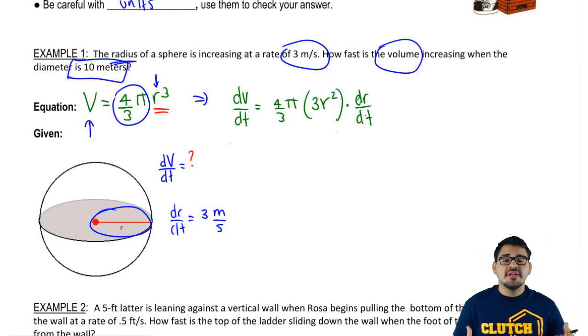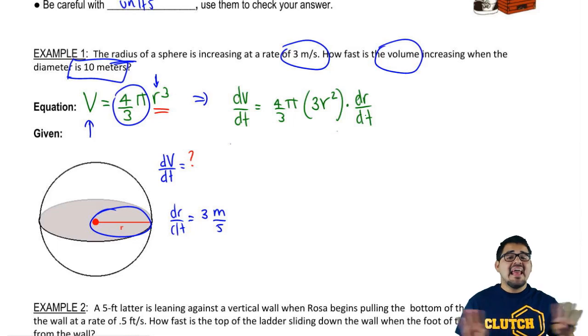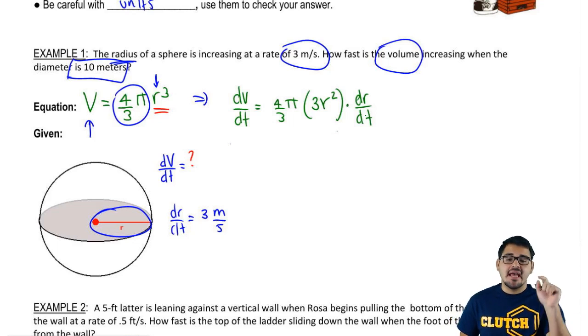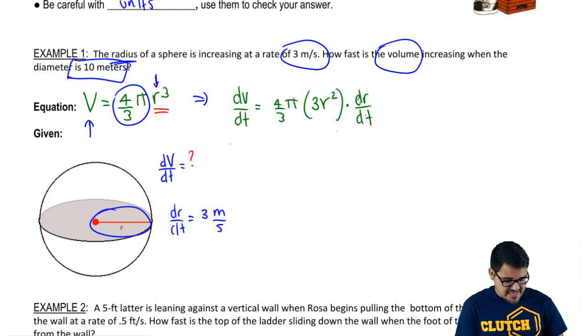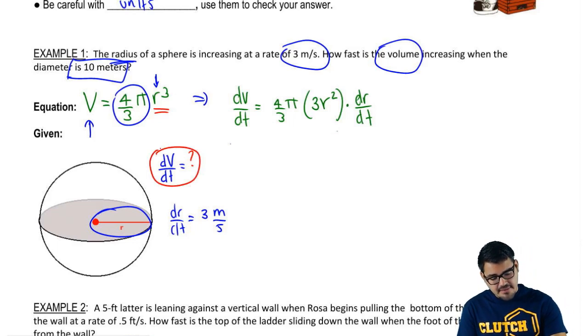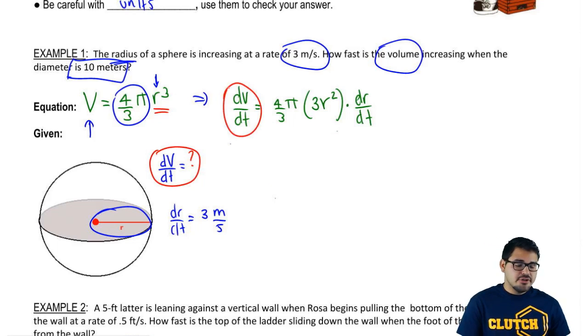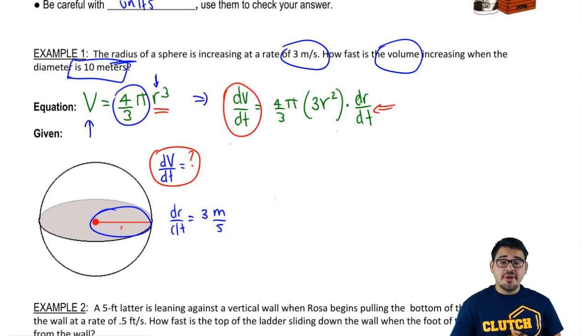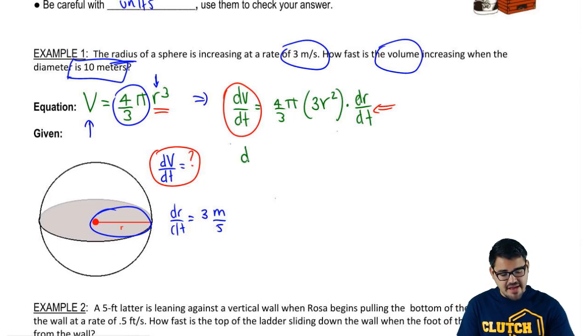Okay, so now we have computed implicit differentiation. The idea is that we just take the derivative of only the variables that are changing in our problem. Eventually we're going to use all the information that they gave us, and then we're going to find our unknown rate, which in this case is dV/dt. So we're going to plug everything into this side of the equation to hopefully get the answer for dV/dt. So let's go ahead and do that. Here we have dV/dt is equal to 4/3 pi.